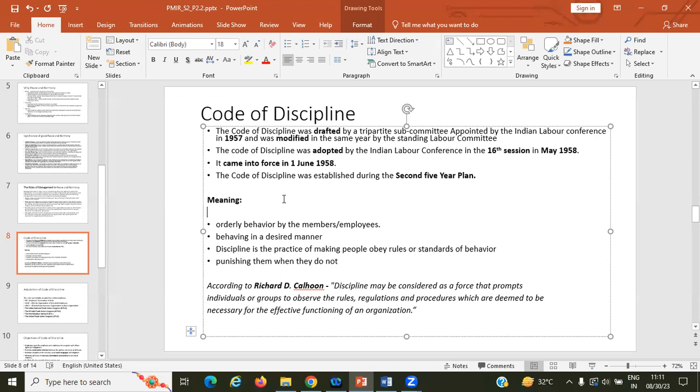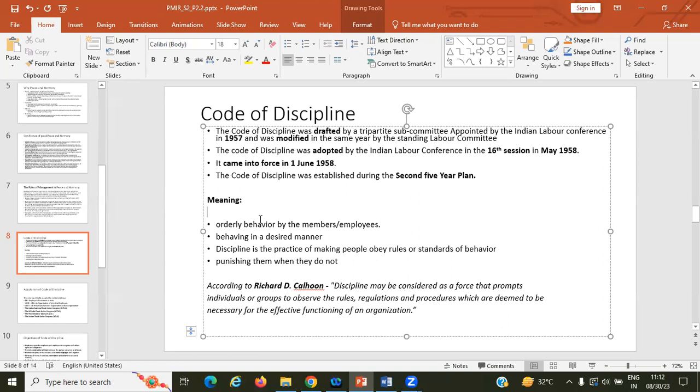So these 4 points can come as objective type, short type, the multiple choice question MCQ, what I said. So you remember this highlighted area. Which date? 1957, 1958, May and June. One thing is when it was drafted, when it was adopted, when it came into force. Drafted, modified, adopted, these are important things. And the second 5-year plan. In which 5-year plan was the code of discipline established? It may come, so you remember the second 5-year plan.